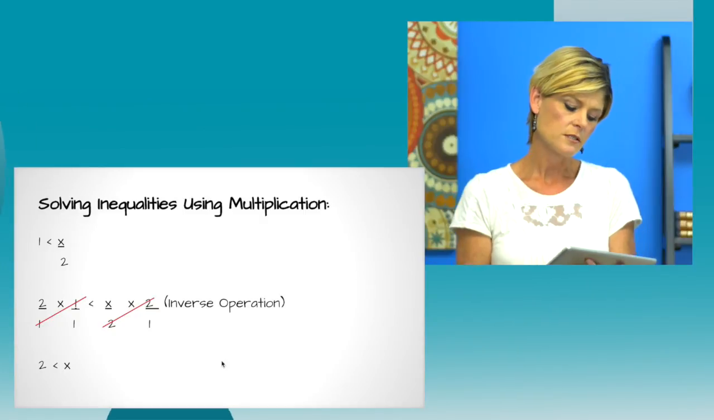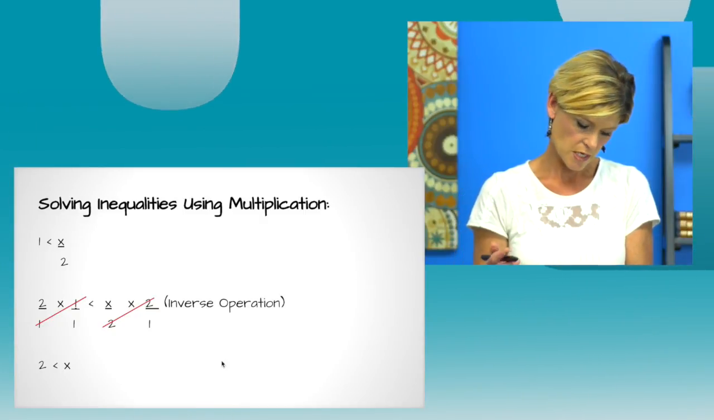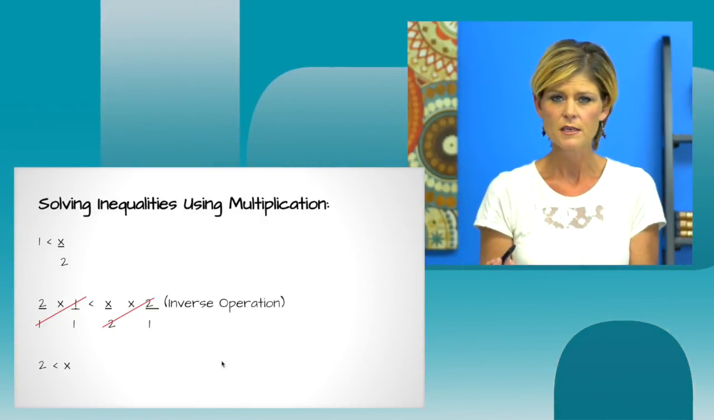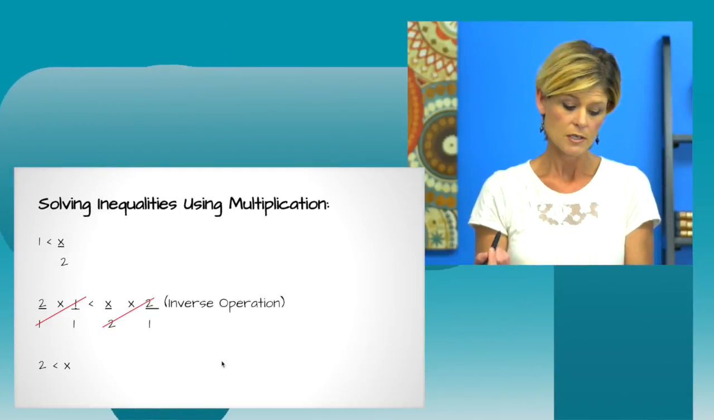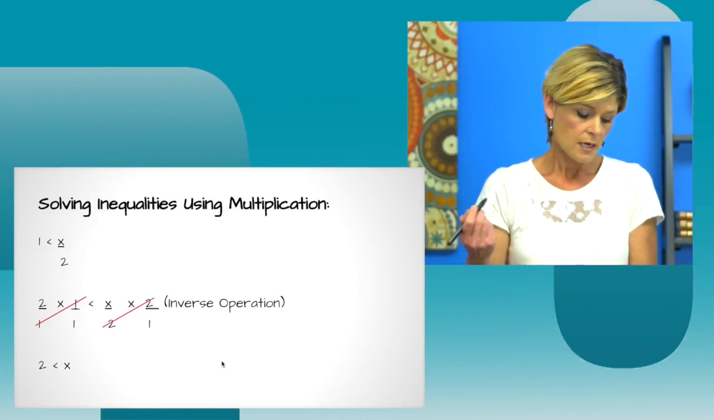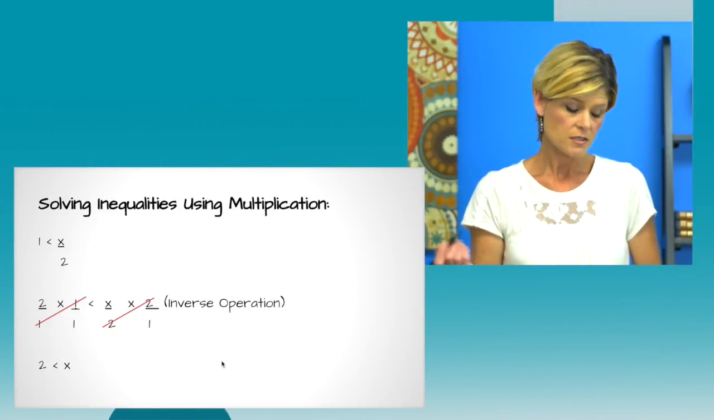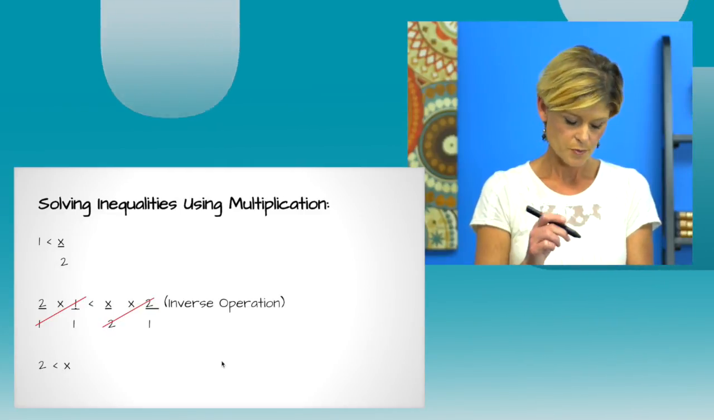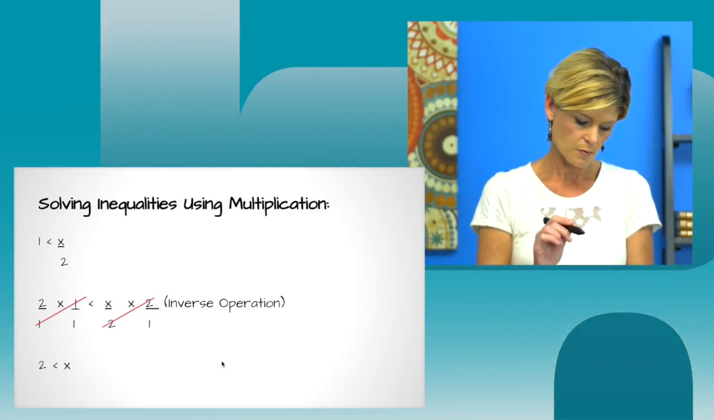So let's look at how we solve inequalities using multiplication. It's basically the same thing as when we're solving an equation with inequalities. We want to isolate the variable and solve. And we use the inverse operations when we're trying to find the variable.